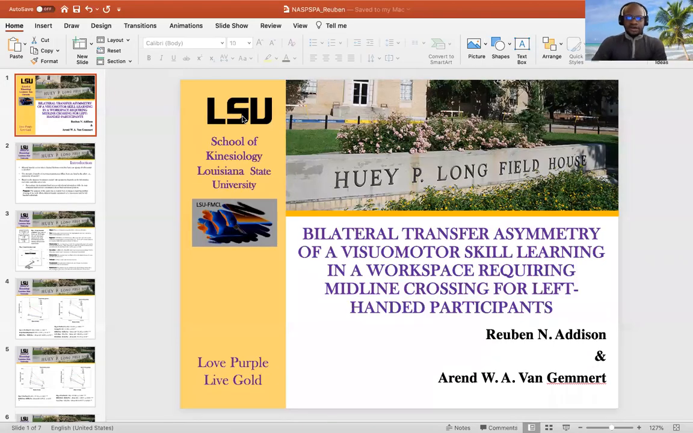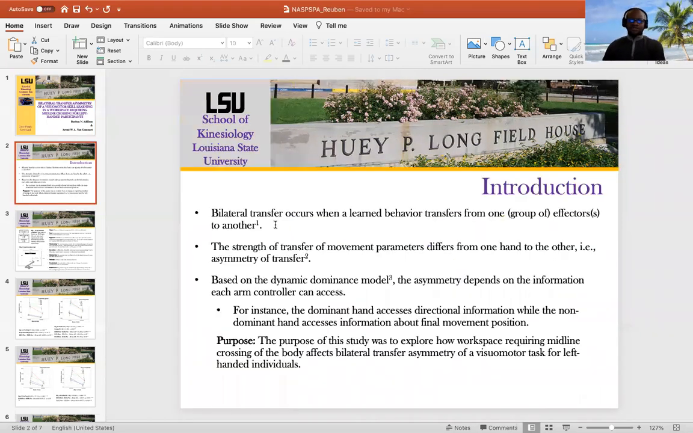Hello everyone. Today I'll be presenting on the bilateral transfer asymmetry of visuomotor skill learning in a workspace that requires midline crossing among left-handed individuals. I'll begin by explaining what bilateral transfer is.